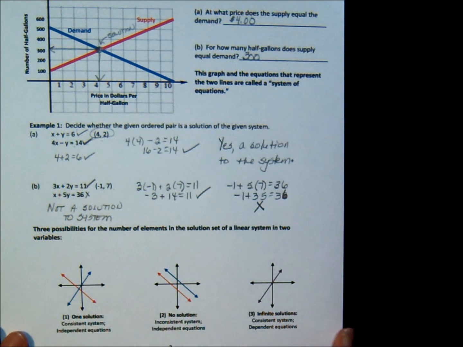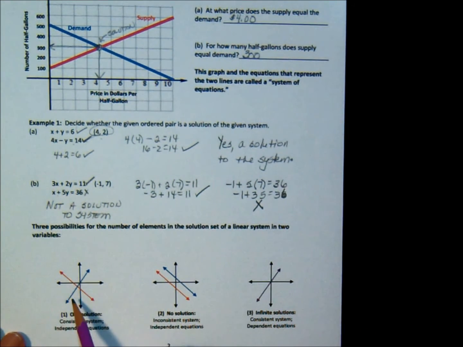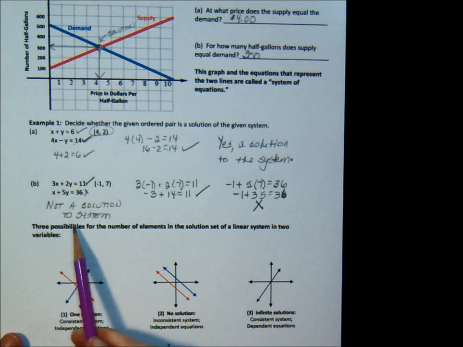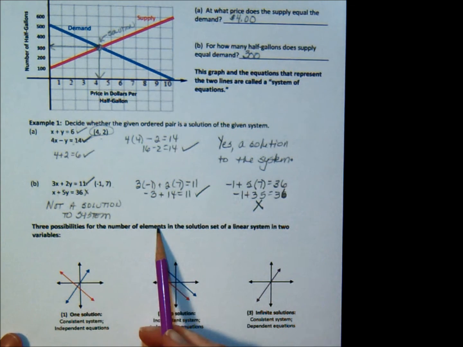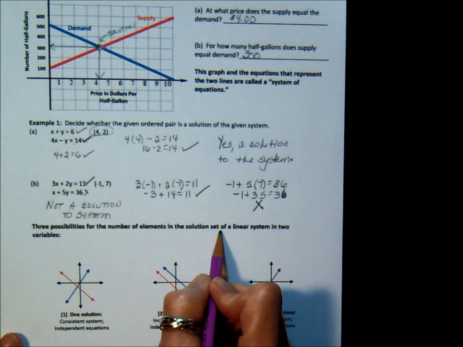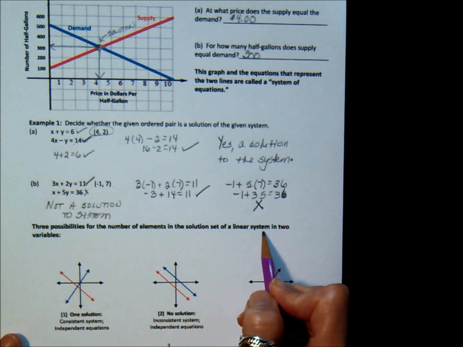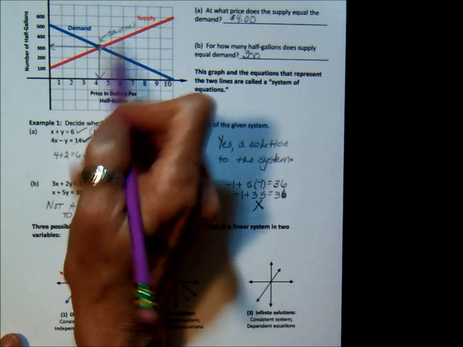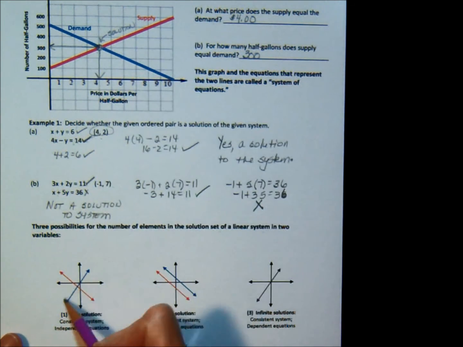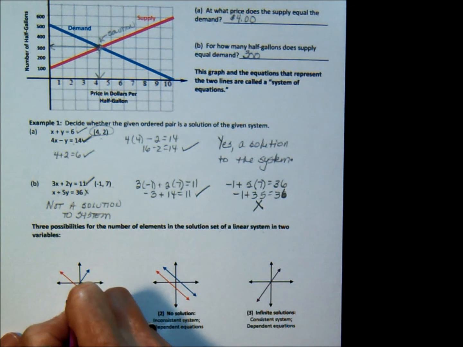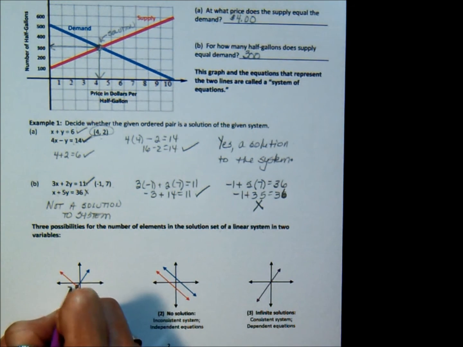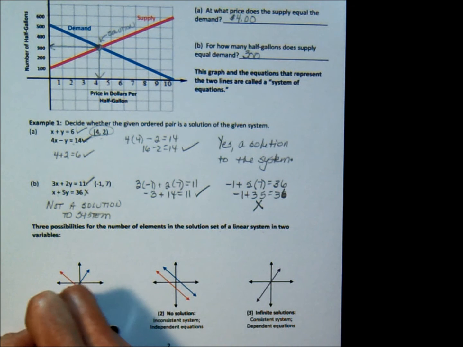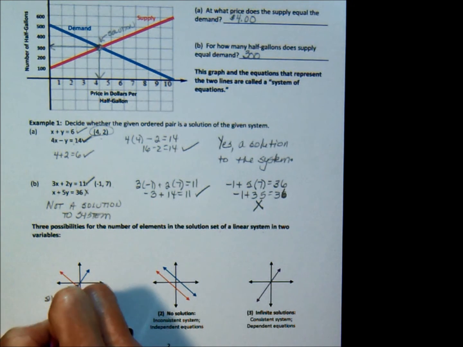Very simple. Looking at the bottom of your notes, you're going to see 3 graphs here, and these are the 3 possibilities for the number of elements that would be in the solution set of a linear system in two variables. So here's what can happen. If I graph my two lines, like I did up here with the frozen yogurt, the supply and the demand, they can intersect at one point. So that is their intersect point, which is the solution point of the system.